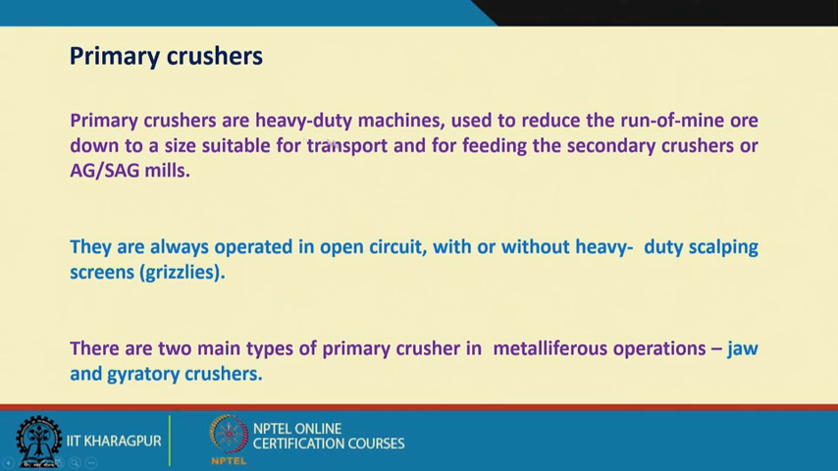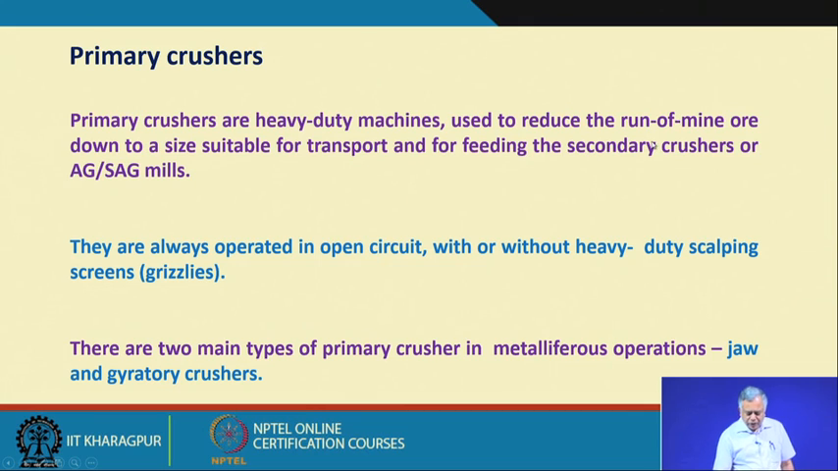Now, primary crushers are basically used to reduce the run of mine ore down to a size suitable for transport and for feeding the secondary crushers or autogenous grinding or semi autogenous grinding mills, which we will discuss in due course of time.